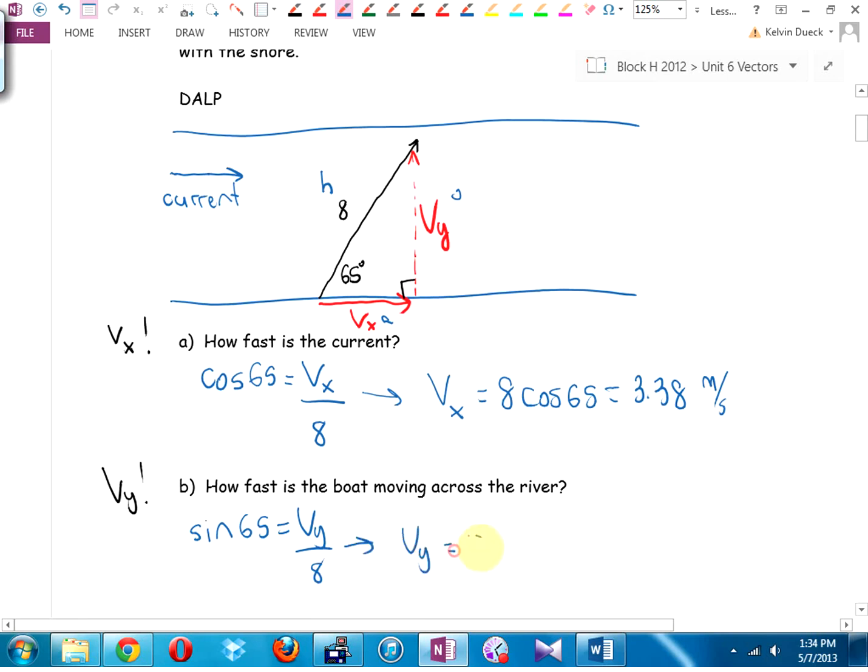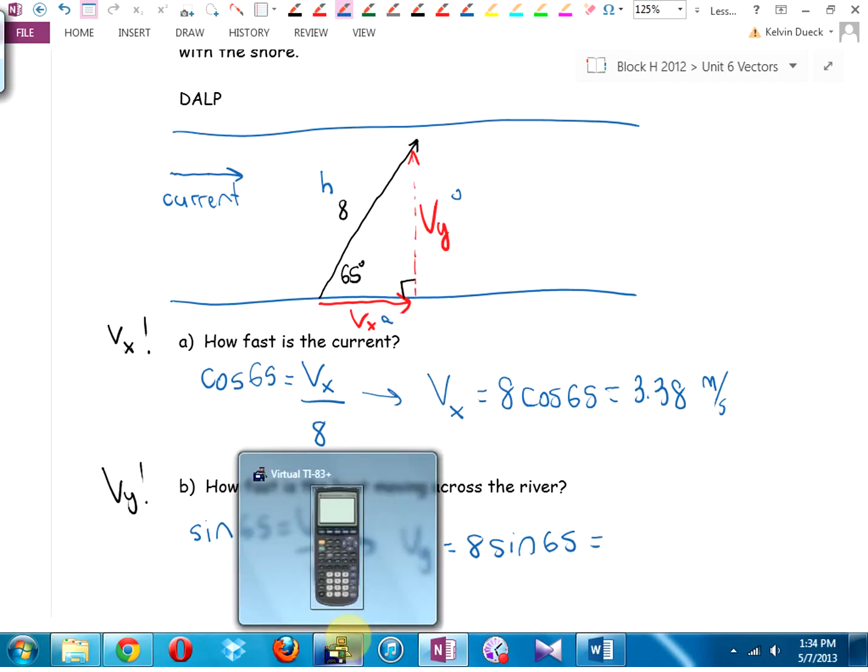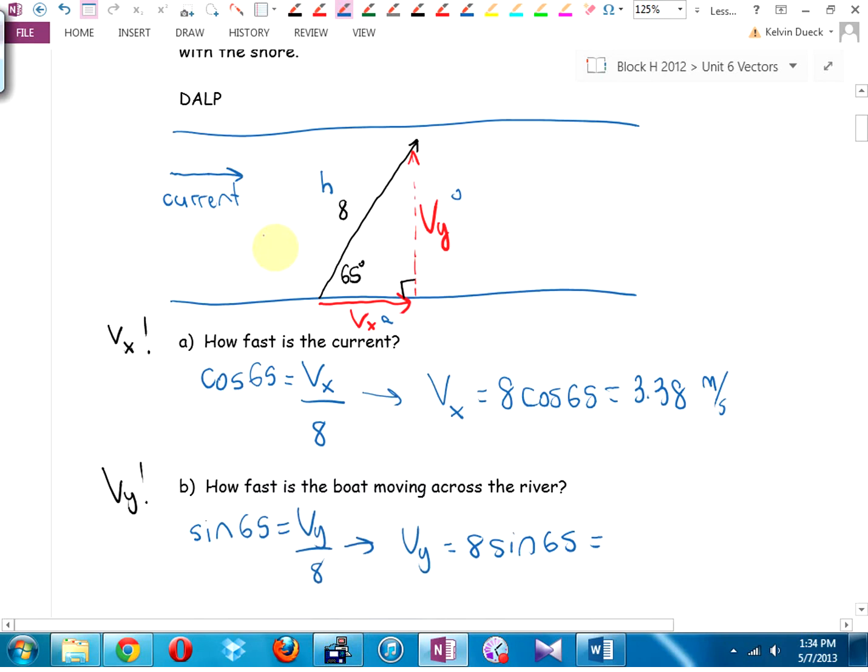Vy is going to be 8 sine 65, which, if you have a good calculator, means you might be able to just backspace and edit, which would be convenient. What is 8 sine 65? To 2 decimal places as well. 7.25. Is that rounded off properly? Yeah?